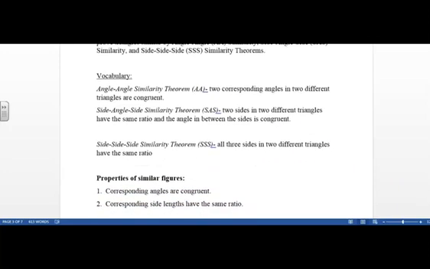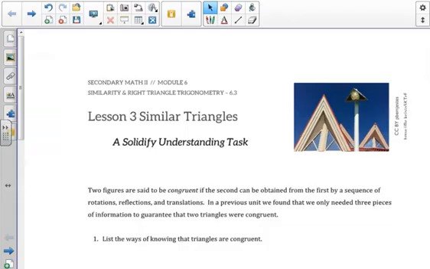To review from the previous lesson, we will also be using our properties of similar figures in this lesson. The first property is that corresponding angles in similar triangles are always congruent, and corresponding side lengths in similar triangles will always have the same ratio. In Lesson 3 of Unit 7, we are solidifying our knowledge of similar triangles and will discover in this lesson 3 ways to prove that triangles are similar.